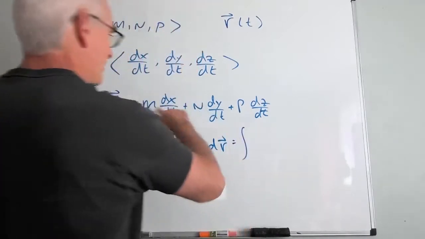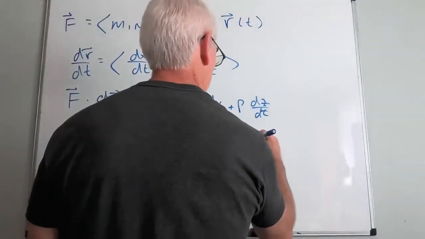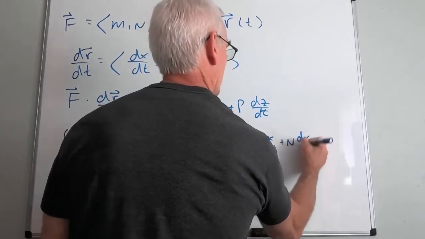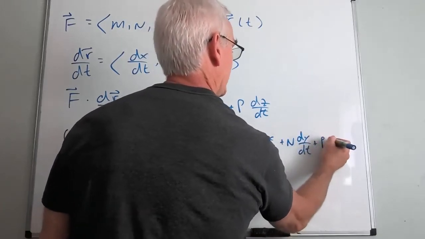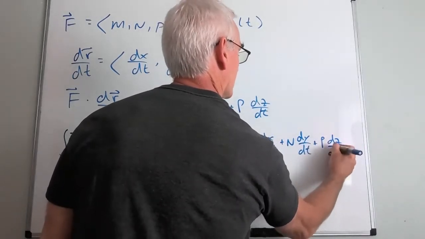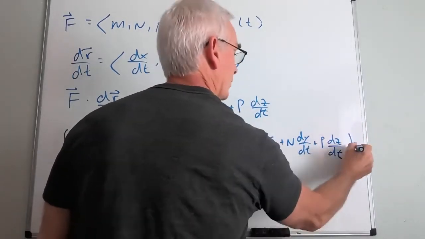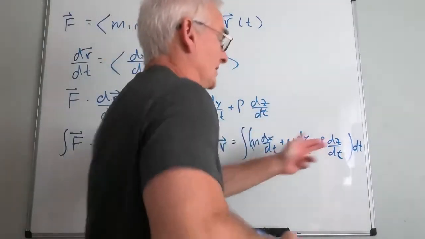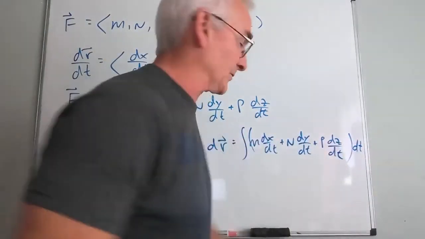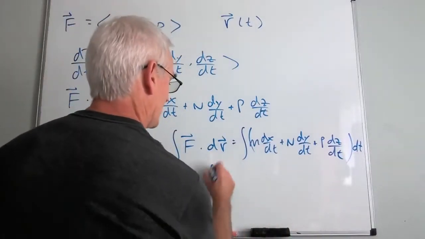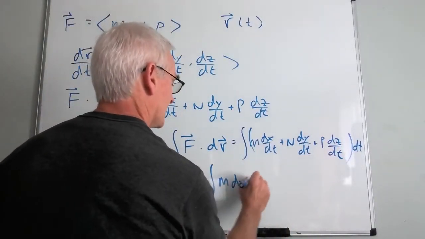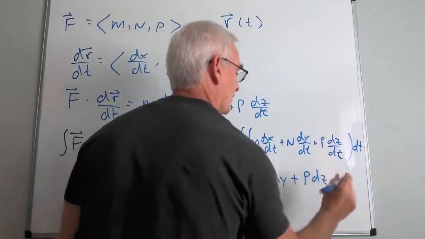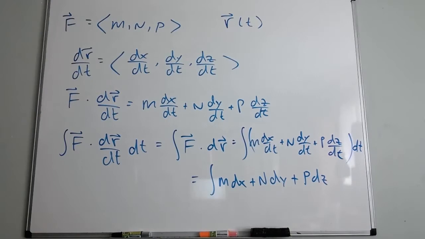But what does this look like? This will be M dx dt plus N dy dt, I'm going to have to write a little smaller here, plus P dz dt, all integrated with respect to t. Using the same reasoning, dx dt integrated with respect to t is the integration with respect to x. So this would become simply M dx plus N dy plus P dz, which should look familiar. That's kind of what we did last day.